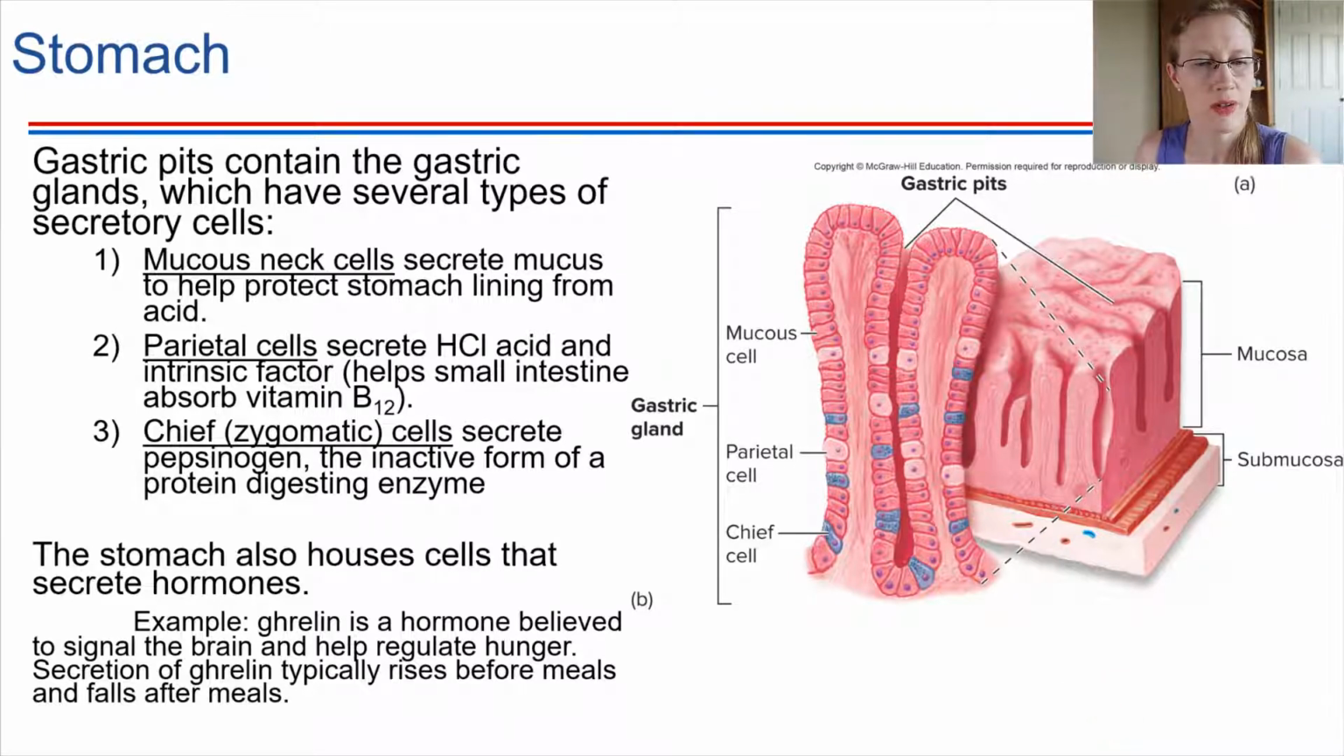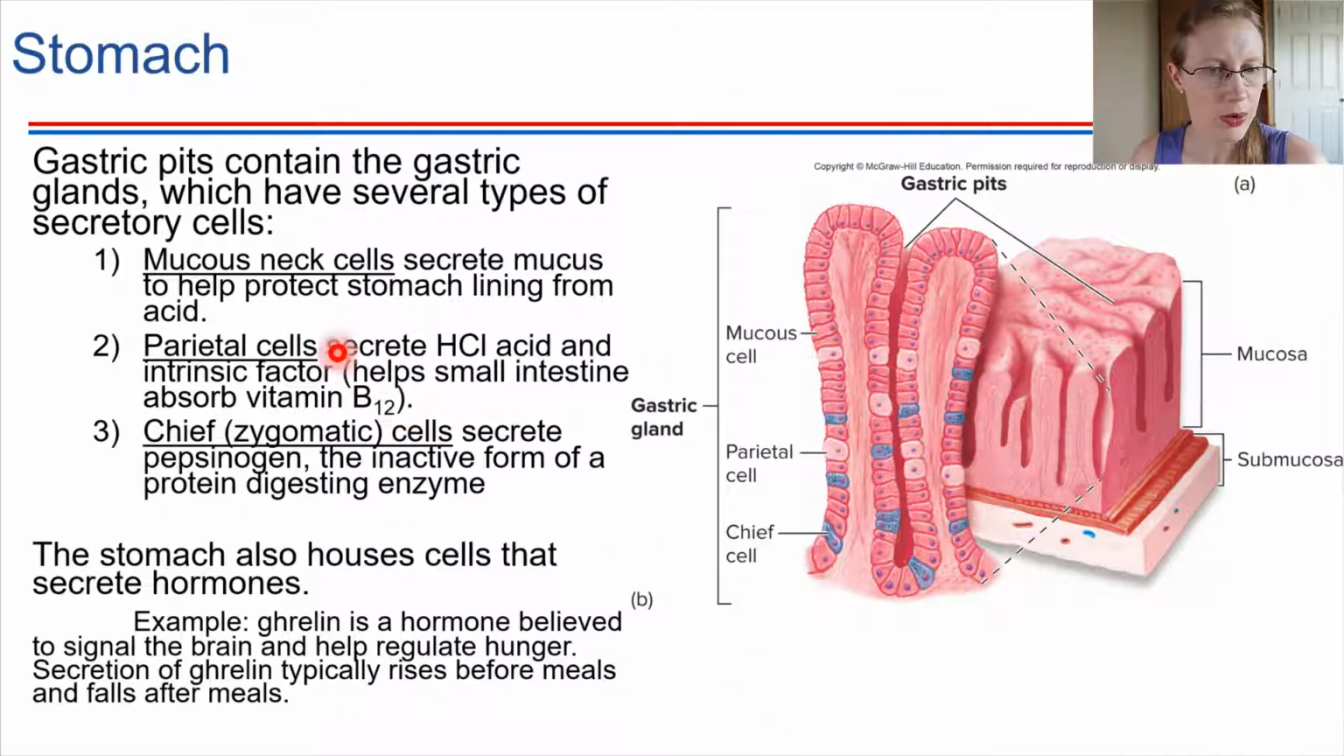Ghrelin is a hormone that travels to the brain and modifies our feeling of hunger. Usually ghrelin levels are high right before a meal, and then they drop after a meal when we feel not hungry anymore. So ghrelin is thought to be a key hormone in signaling hunger.